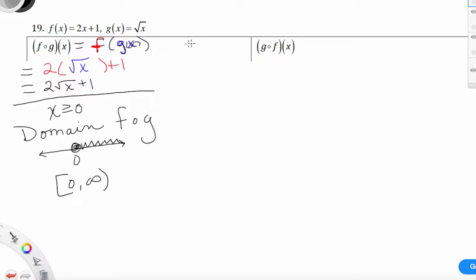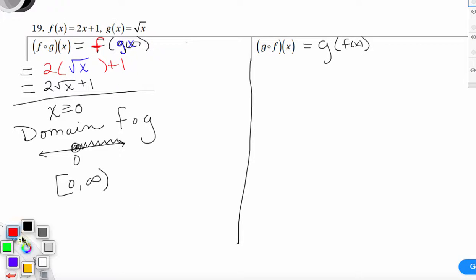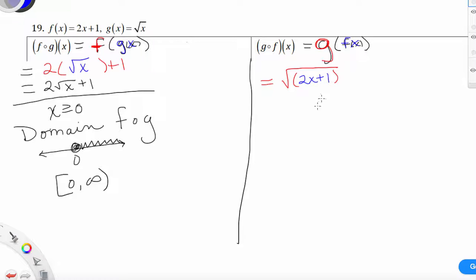0 to infinity. Now we're going to do g of f. And g of f of x is equivalent to g with f of x plugged inside of it or subbed inside of it. I'm going to get g ready, and g is the square root of x. And my f of x function is 2x plus 1.